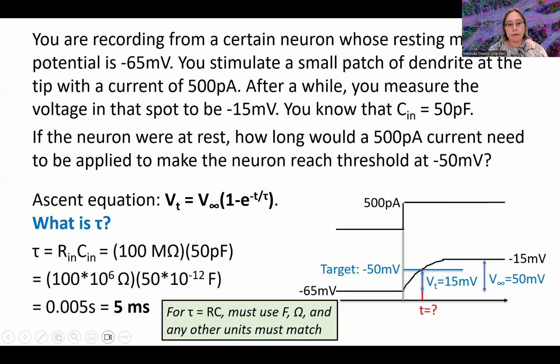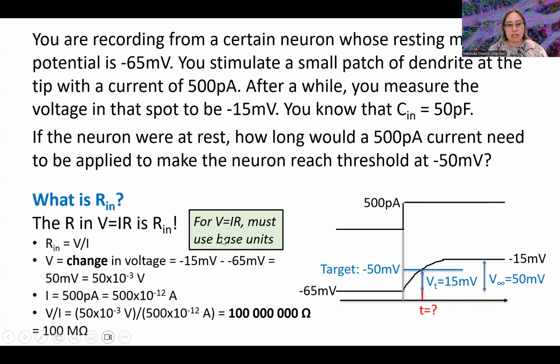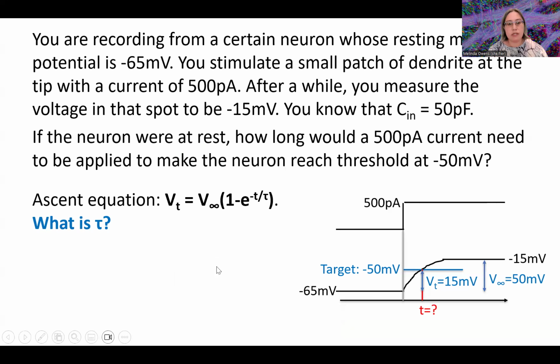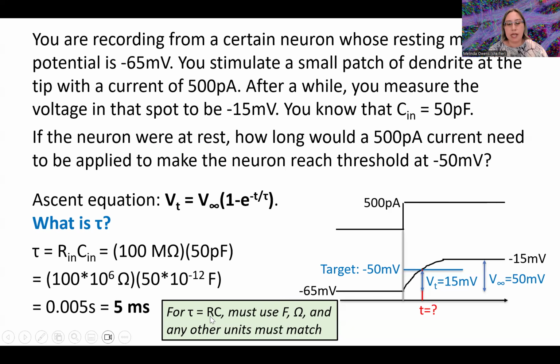You can keep it that way, or you can convert it to milliseconds if you want your answer in milliseconds. So again, for V equals IR, we have to use the base units. Same for tau equals RC, we have to use farads and ohms. Sometimes you'll have centimeters in there for the different forms of resistance and capacitance. Those have to match. So if one says centimeters, the other has to say centimeters as well.